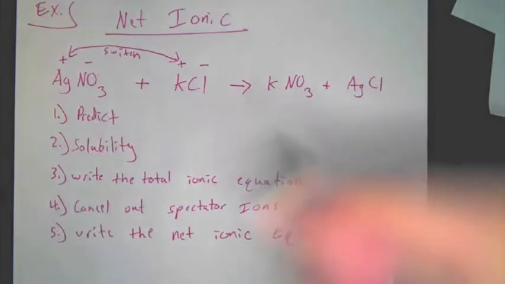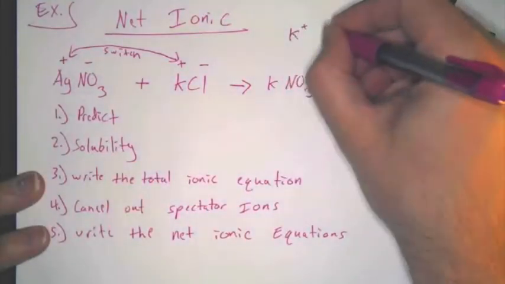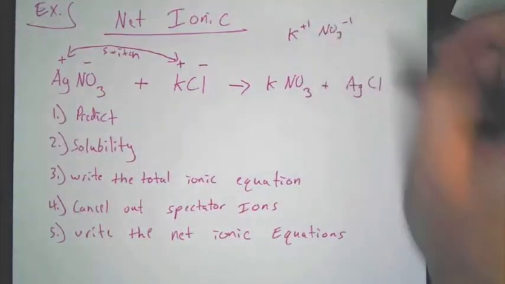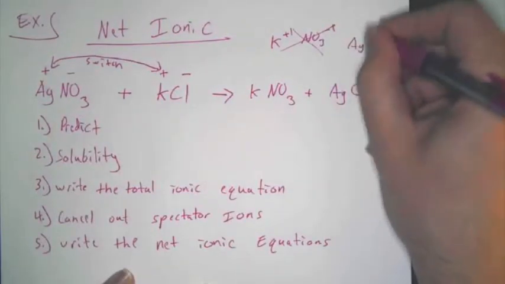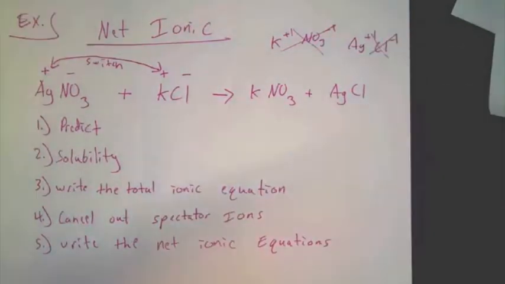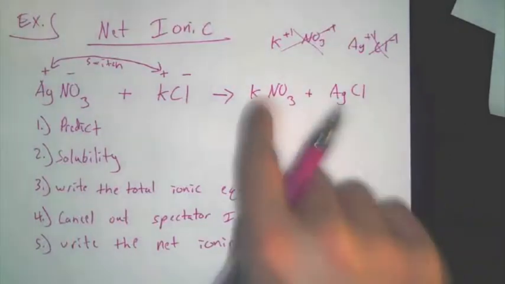Don't forget to do that. You must make sure everything works out. So in this example, K is positive 1, NO3 is negative 1. You crisscross them. It's 1 to 1. Same thing for silver and chloride. Is everybody clear on that? How you're doing getting these formulas?